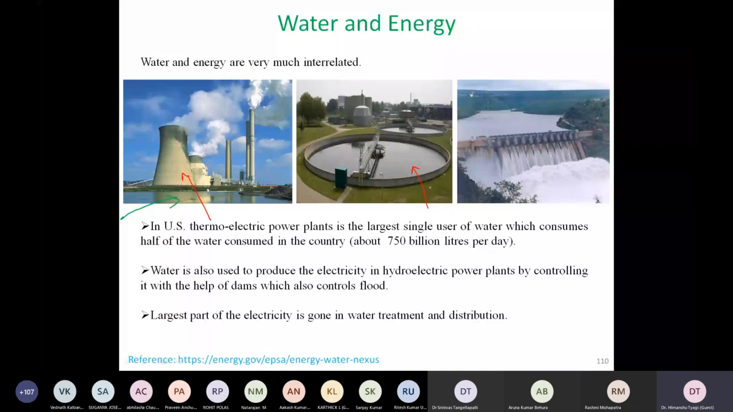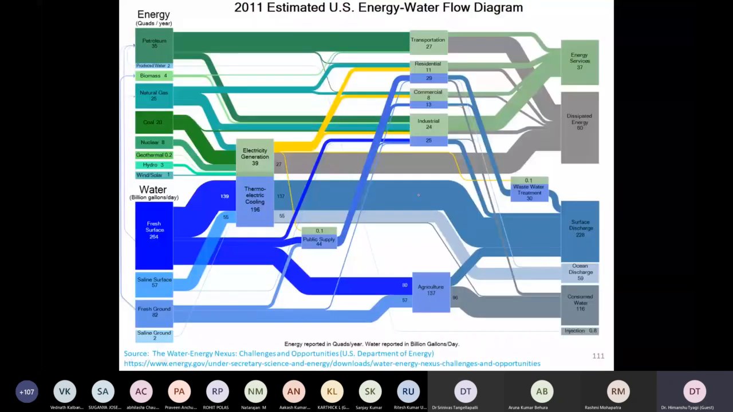So what I just told in words is very interestingly shown in this slide, which gives a nexus between the water and energy flow diagram. I would like to spend a little bit of time on this one, and the reference I have given is taken from the United States Department of Energy.